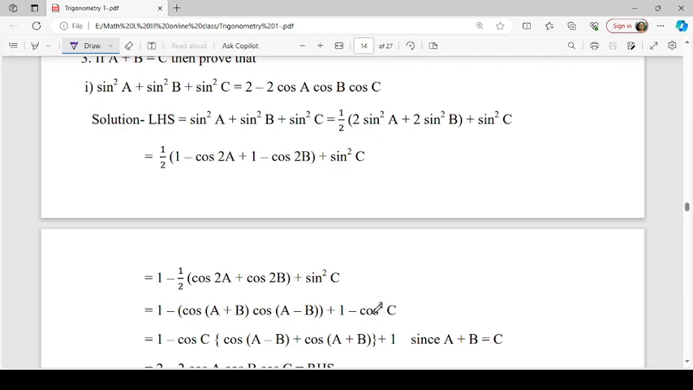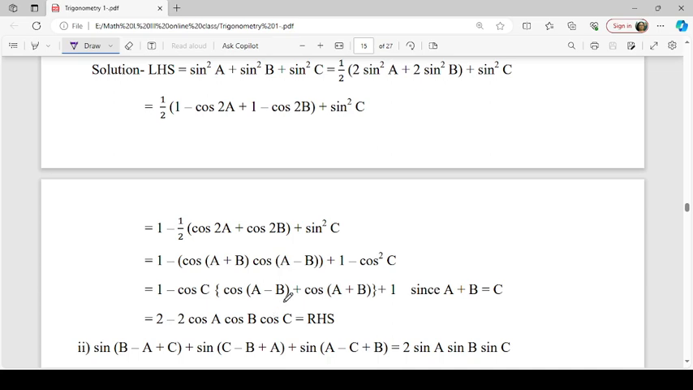So this is 1, cos c is coming out here, and this other cos c we write as cos of a plus b. So it is again cos of a minus b plus cos of a plus b, and so it is 2 minus 2 cos c times cos a cos b. So this sum is 2 cos a cos b. So we are getting this one.